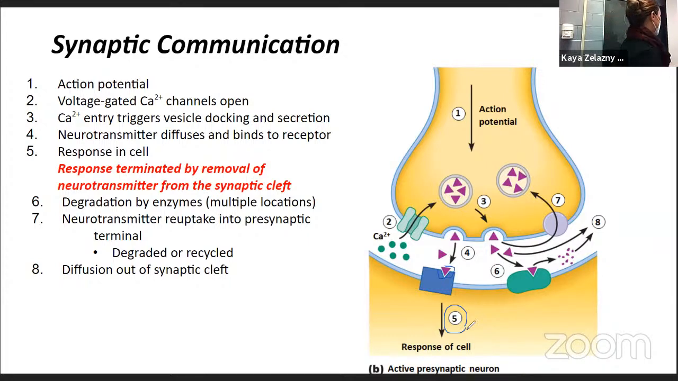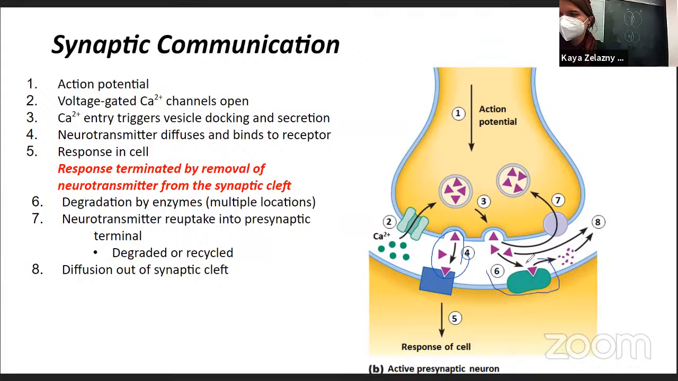Number 5 is the response of our postsynaptic neuron. When we say response, we're being a little vague, because it may be yes, send off an action potential, or it may be no, stop an action potential from happening. It could be either. But we want to get rid of these neurotransmitters, right? Because they will eventually be released by our receptor, and in general, we'll probably have more of them than we need. So they're going to get degraded by enzymes. That's number 6 here.